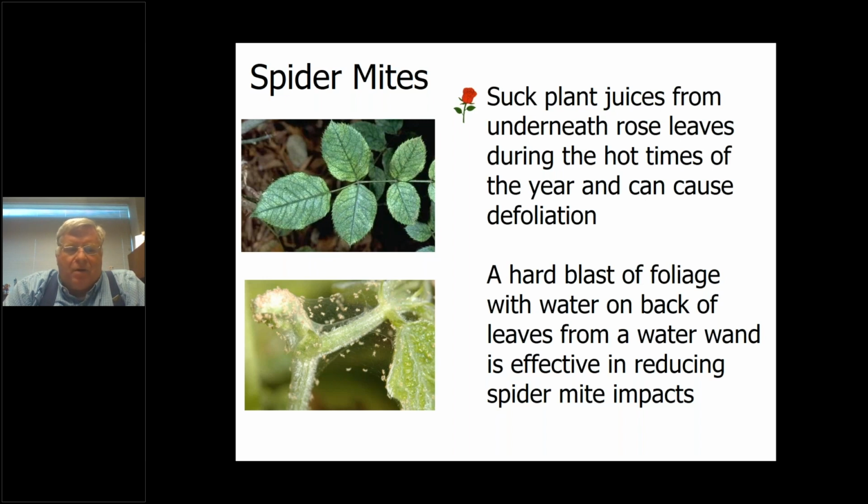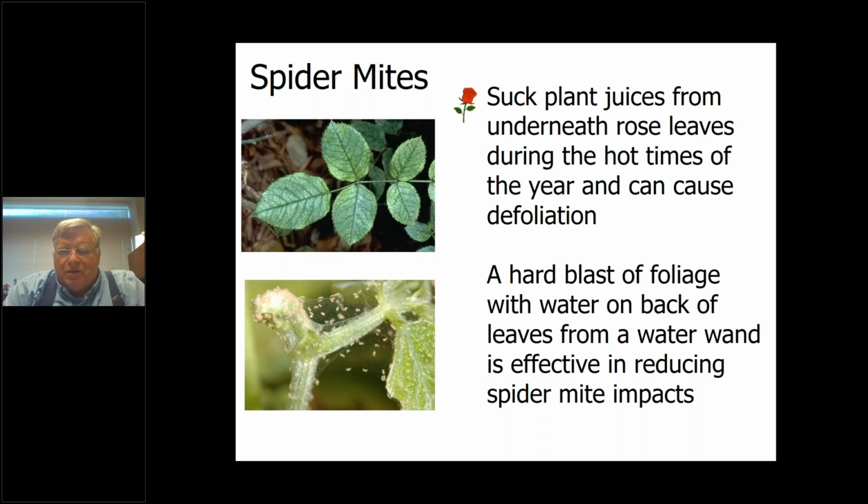They can turn sort of silver looking. It's been my experience, spraying for these things can be difficult because they can develop resistance fast. But one thing they don't have resistance to is being blasted, especially on the back of leaves, with water out of that water wand again.